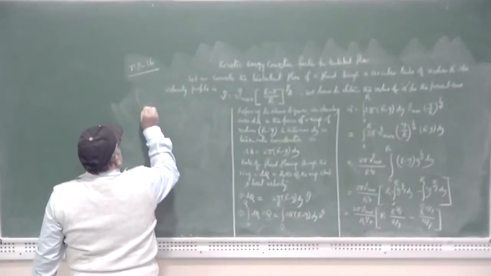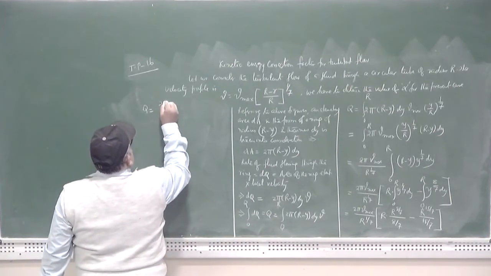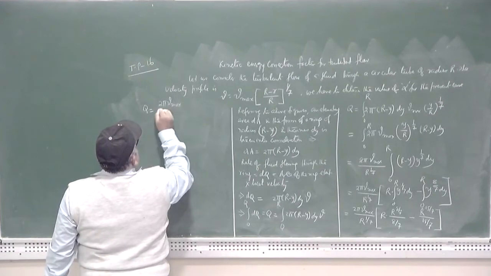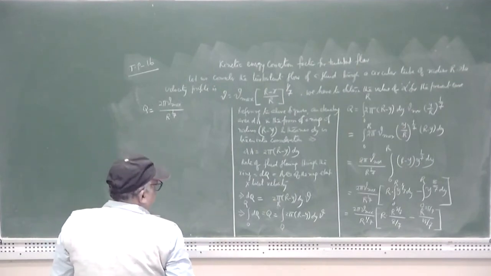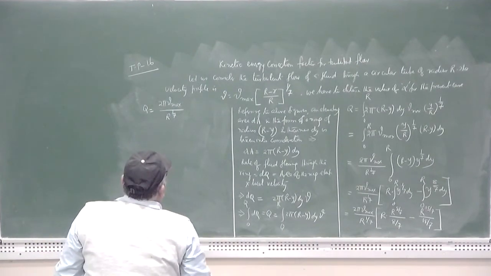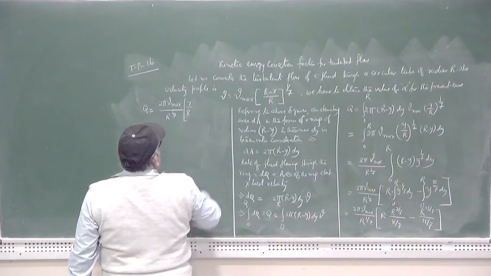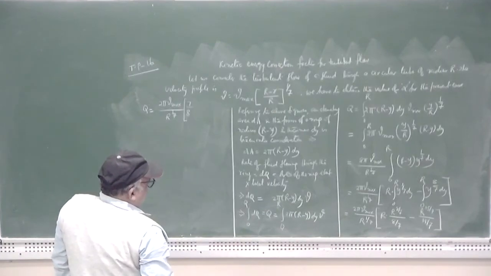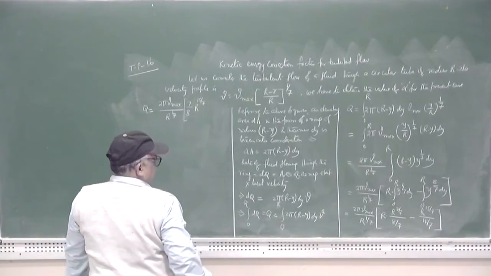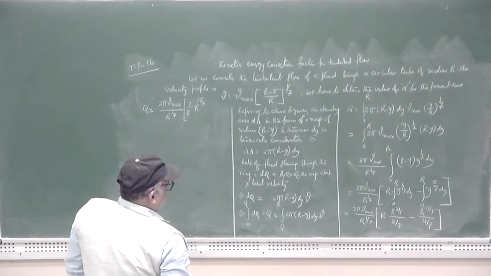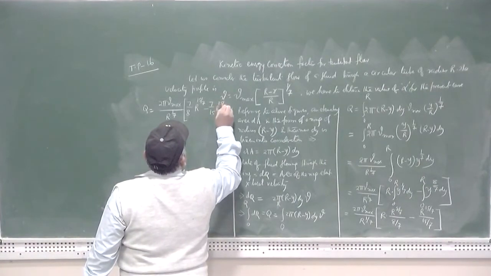So, Q is equal to 2 pi V max divided by R raised to the power 1 by 7, into, we can write inside the parenthesis 7 by 8 R raised to the power 15 by 7 minus 7 by 15 R raised to the power 15 by 7.